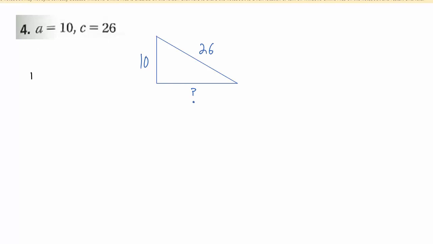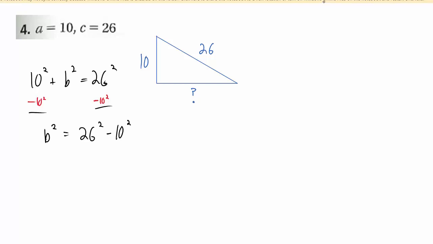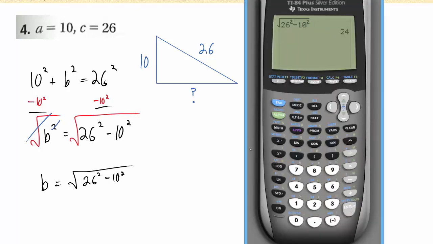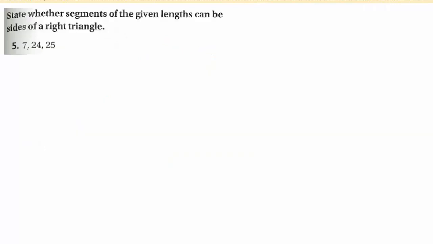For number four, it's sort of similar to number three. We're given the hypotenuse instead of given two legs. We're given one leg and one hypotenuse. So you want to isolate the variable. So move whatever constants there are to the other side. And then once you have just that variable squared, you square root both sides of the equation.